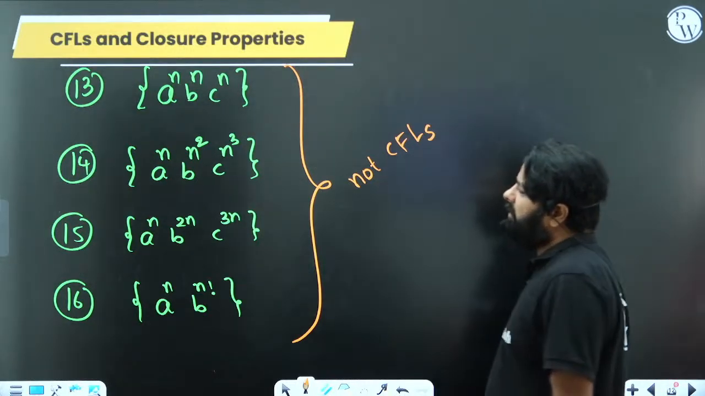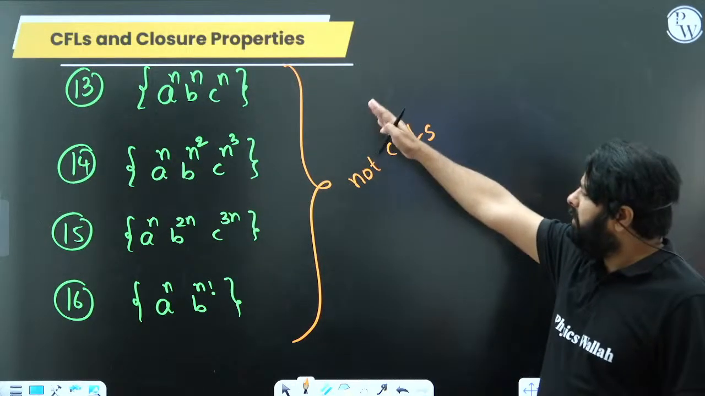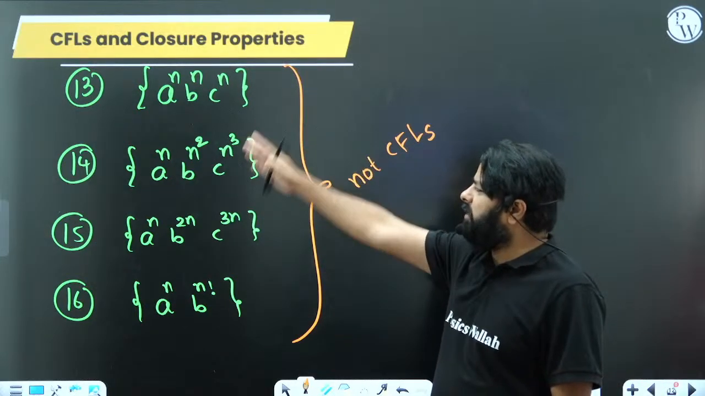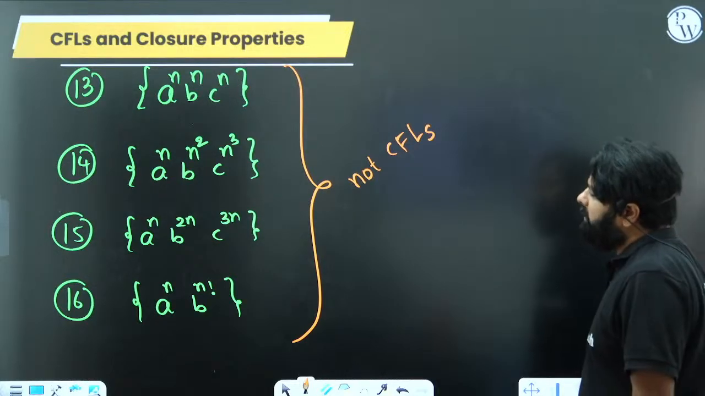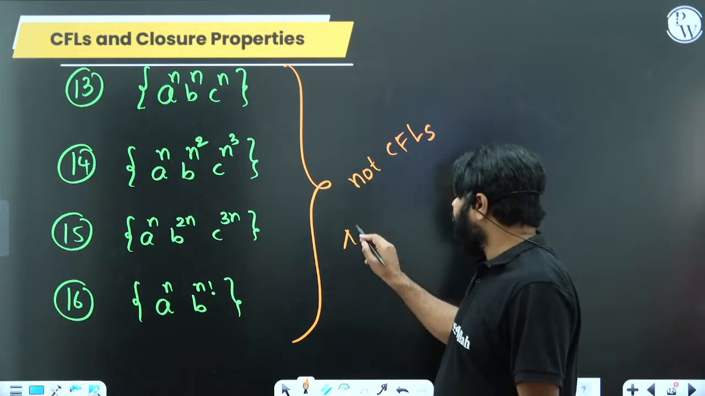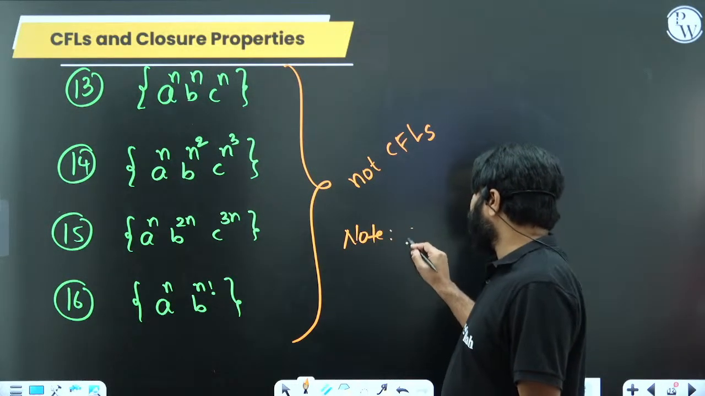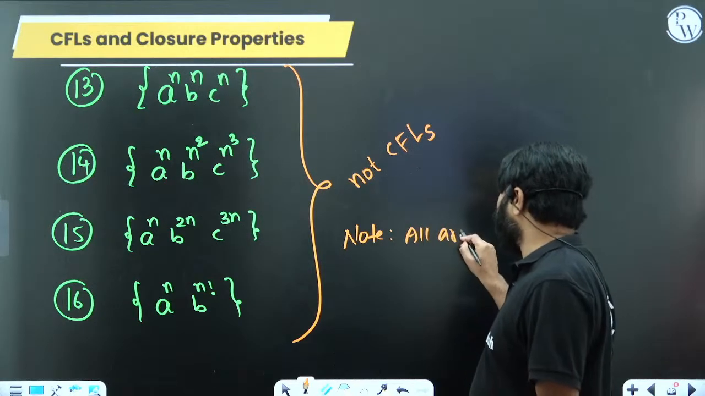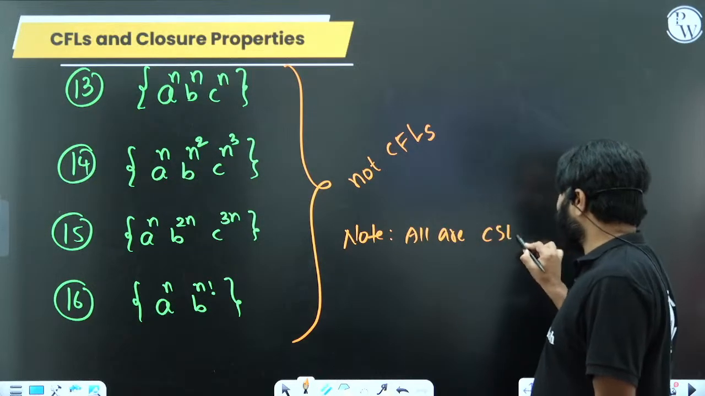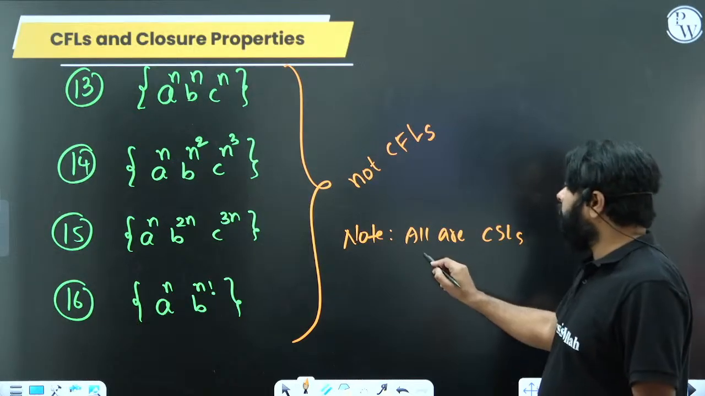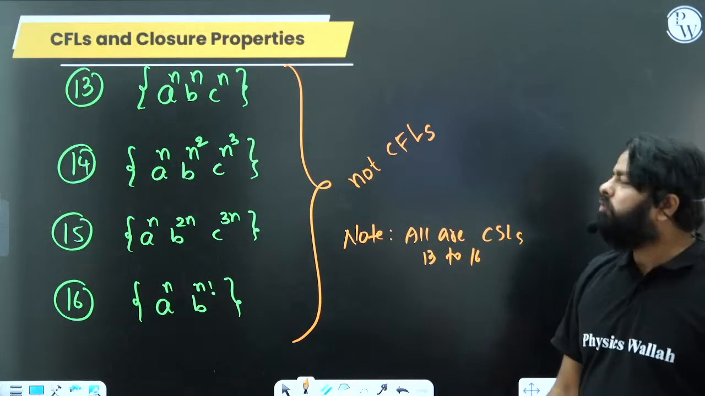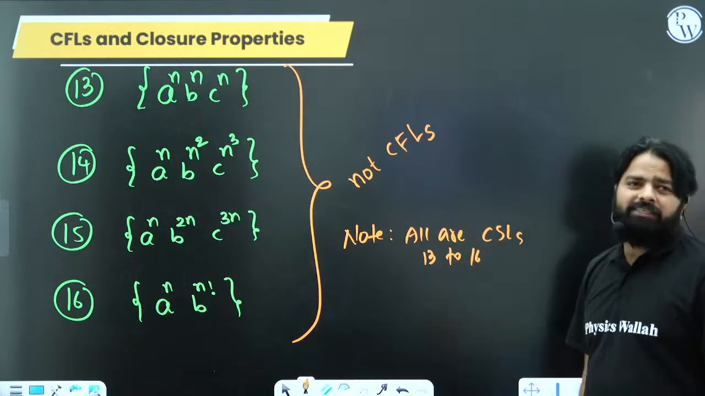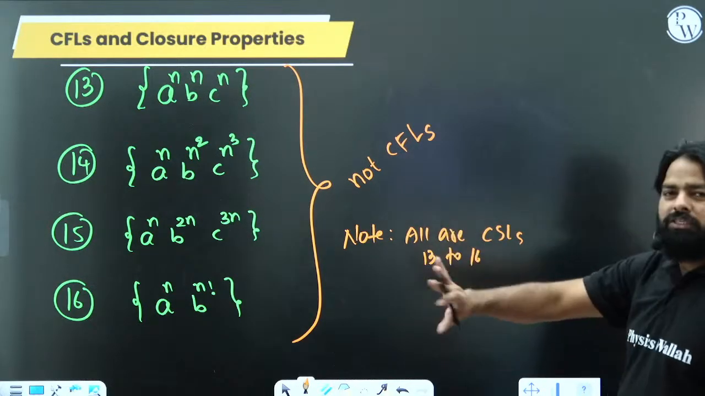These other interesting languages are ones for which the stack is useless. Stack cannot help to check. They are all context sensitive languages. You can write a note if you want. All these are CSLs, context sensitive languages, 13 to 16. Of course, whatever we have seen so far is all context sensitive, because every CFL is also a CSL.